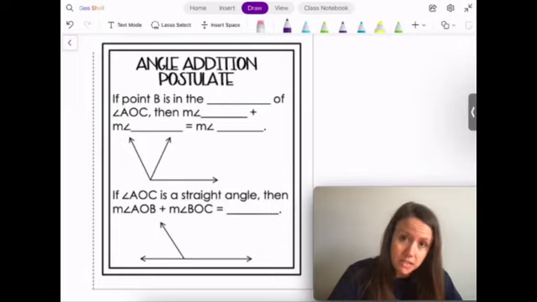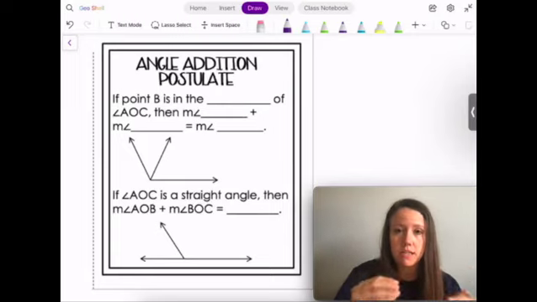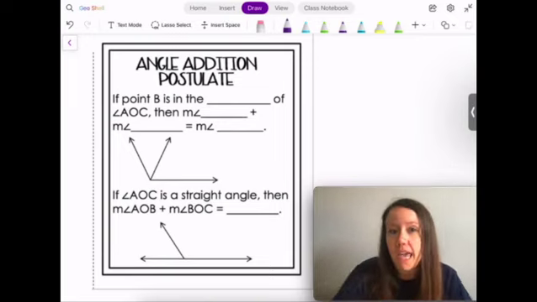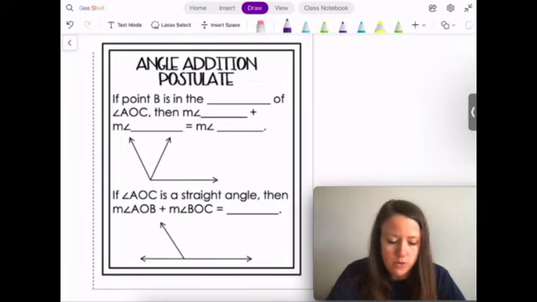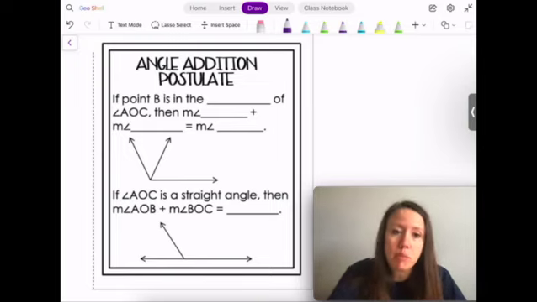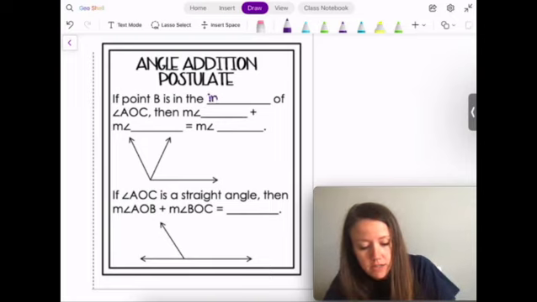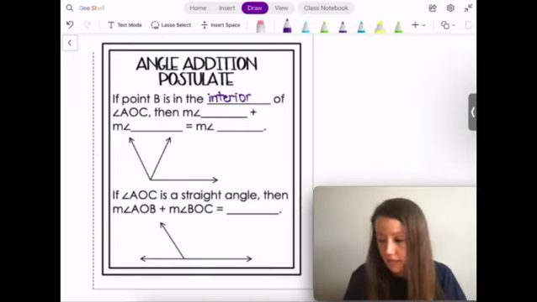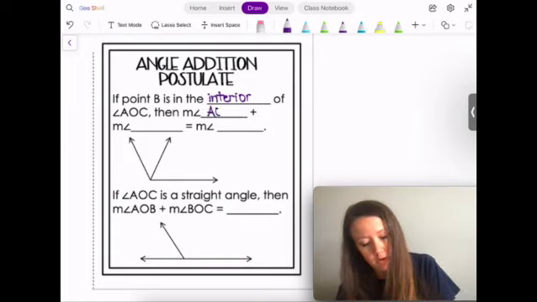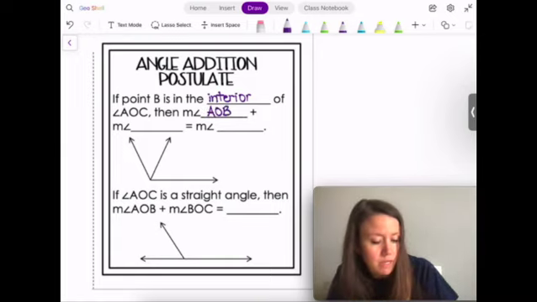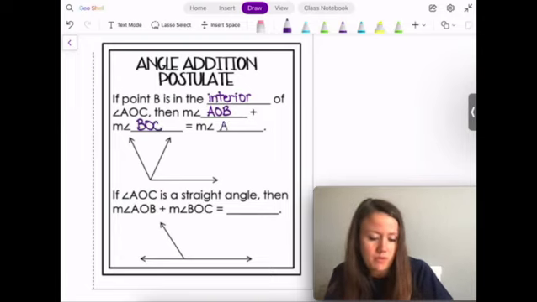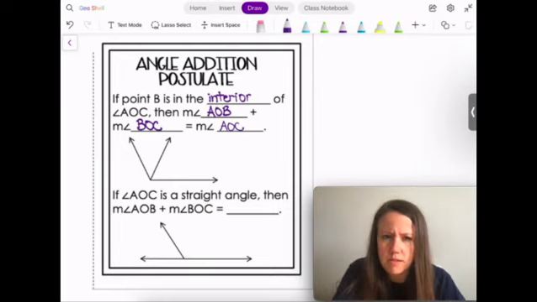About segment addition, which was, part of a line is a segment, adding them together to find a whole. Doing the same thing now, except we're going to talk about angles instead of segments. So for our front page of our foldable, if point B is in the interior of angle AOC, then the measurement of those inside angles, so AOB plus BOC, is going to equal the measurement of AOC. All right, so let's draw a picture to make that make more sense.